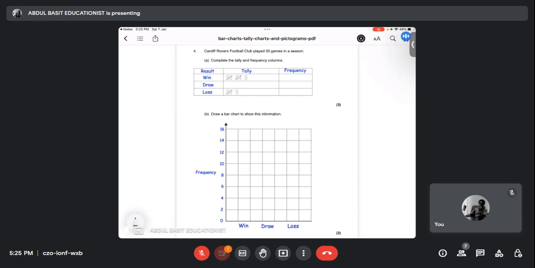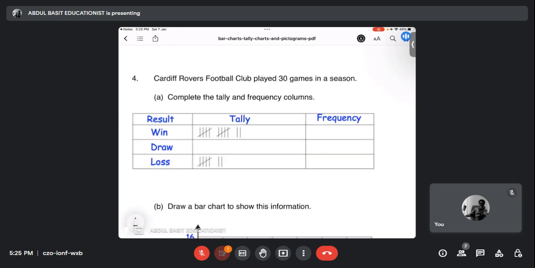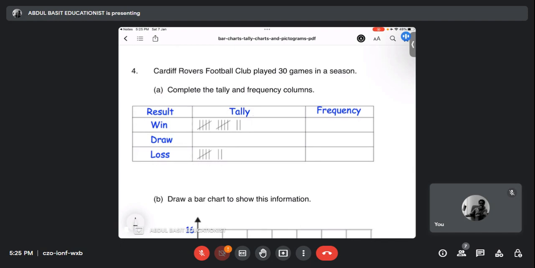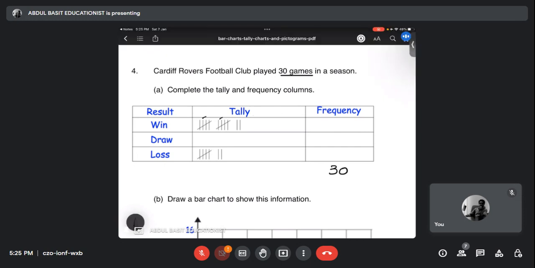So please pay attention. According to the question, Cardiff Rovers Football Club played 30 games. So it means that the total frequency is 30. Complete the tally diagram. We can see that it means 5. 5 plus 5, 10 plus 2, 12. Agree, everybody? The loss is 5 plus 2, that is 7.